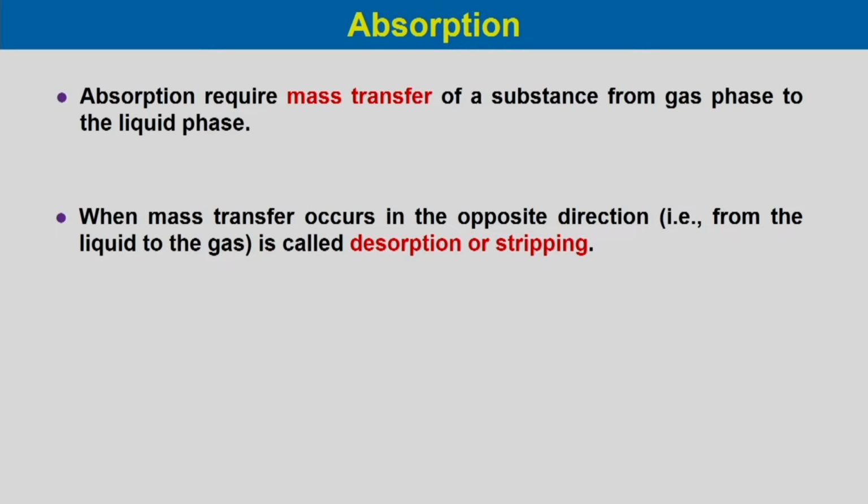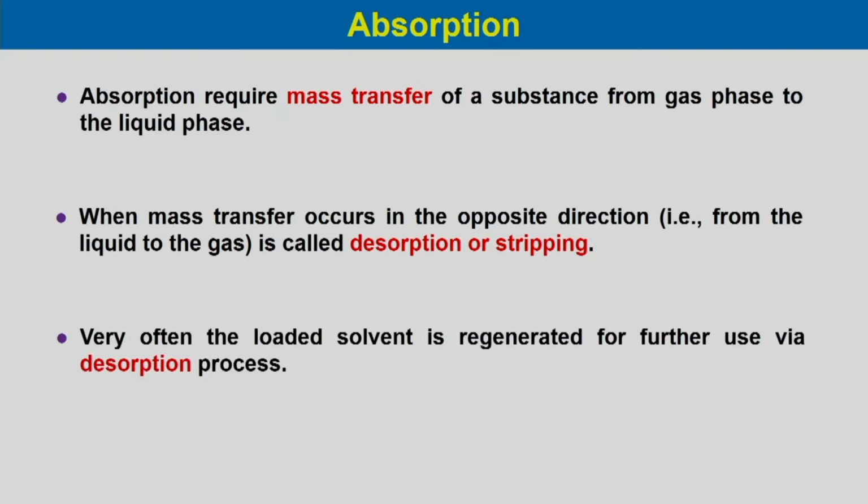So, basically once the particular gas is dissolved in the solvent and we want to recover that gas or we want to recover the solvent, we need to desorb it, we need to strip it back. So, the opposite process of absorption is called desorption or stripping, where mass transfer takes place from the liquid phase to the vapor phase or the gas phase. Very often the loaded solvent is regenerated for further use via the desorption process.